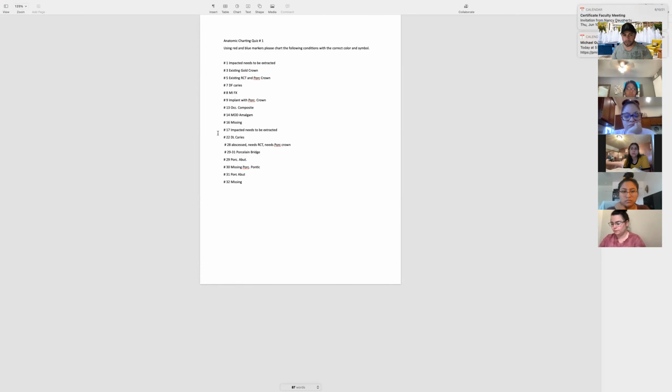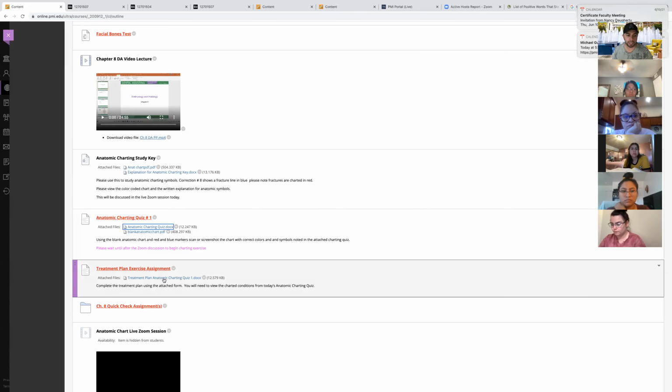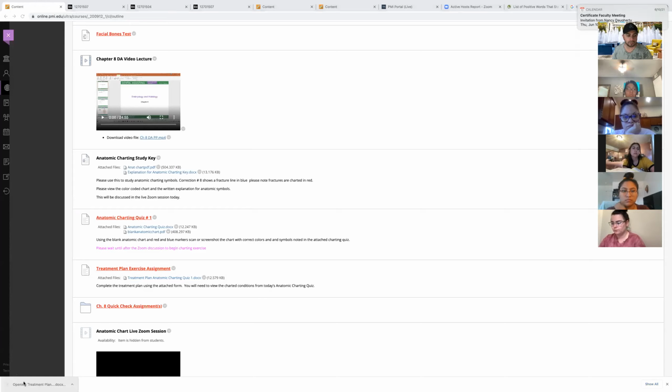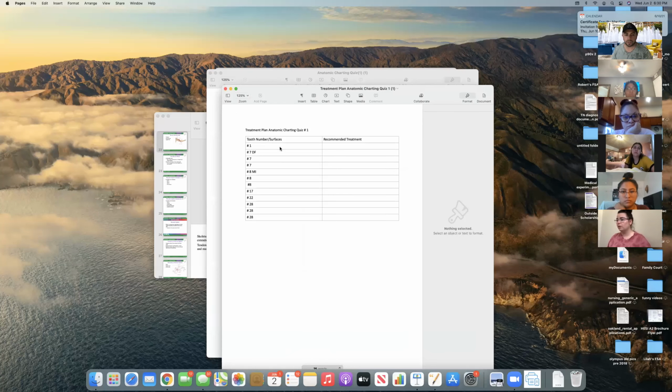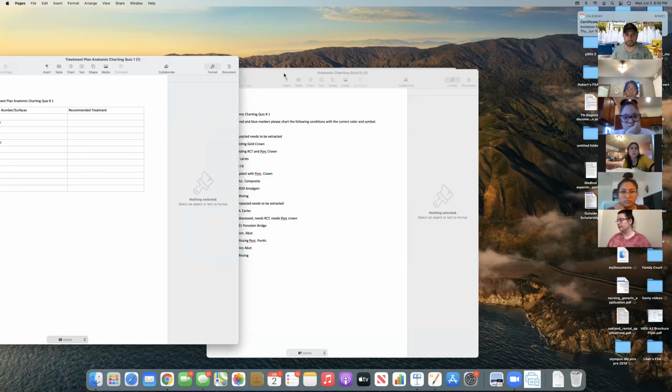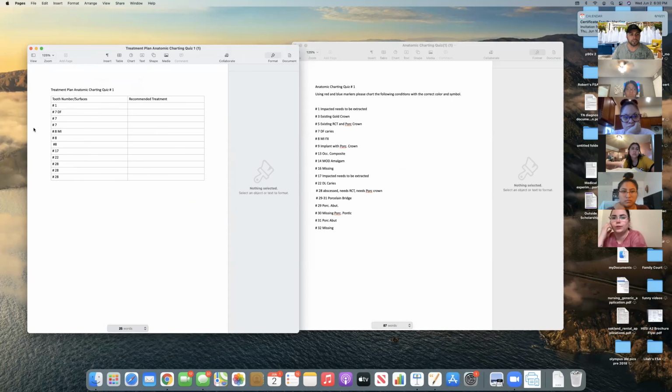Once you're done with this, you're going to go to the treatment plan exercise, and you're going to use basically that same chart. Go ahead and open this here. Let me see if I can put these together so we can see both of them at the same time. You notice here there is a tooth number 1, right? Because number 1 needed something. There's a tooth number 7 because number 7 needed something.